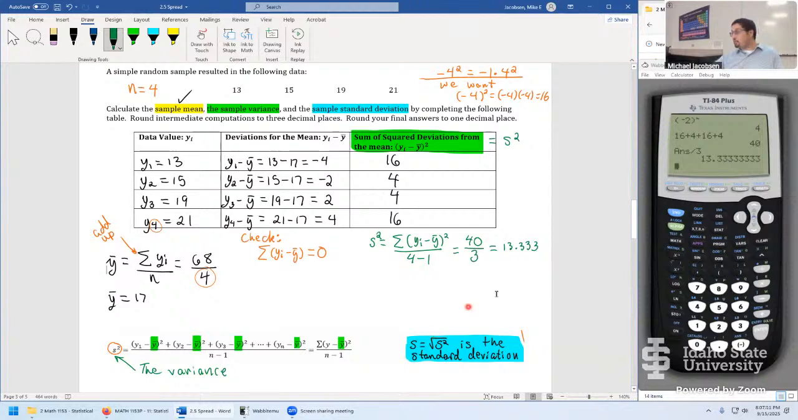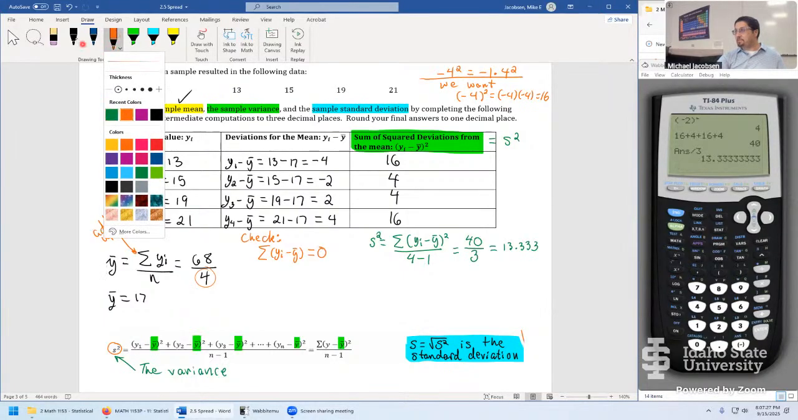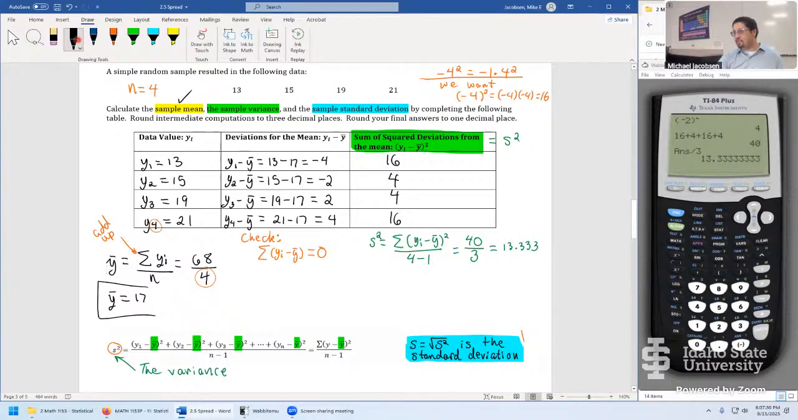If you take the square root of units squared here, you just get the same units. So if this data is in inches, so is the sample mean, it'd be 17 inches. And S, whatever it's about to be, would also be in inches. So we have 3 answers on paper. Let's maybe box them out just for emphasis. That was the sample mean. We just calculated the sample variance.